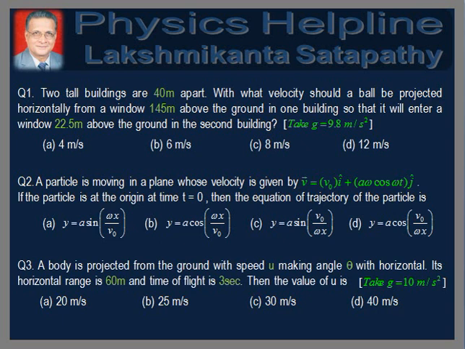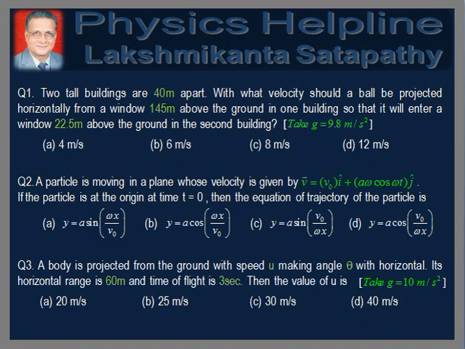Question 2. A particle is moving in a plane whose velocity is given by v is equal to v0 i cap plus a omega cos omega t j cap. If the particle is at the origin at time t is equal to 0, then the equation of trajectory of the particle is. The options are y is equal to a sin omega x by v0, y is equal to a cos omega x by v0, y is equal to a sin v0 by omega x, and y is equal to a cos v0 by omega x.